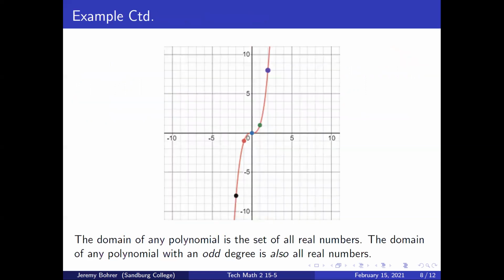Here is the graph of the function. We see all of the points as these colored dots on the graph. The domain of any polynomial is the set of all real numbers, and x cubed is a polynomial. The range of any polynomial with an odd degree is also all real numbers. So both the domain and range of x cubed are the set of all real numbers.